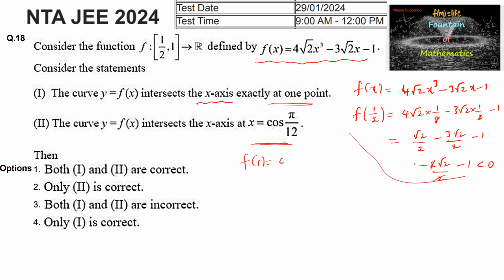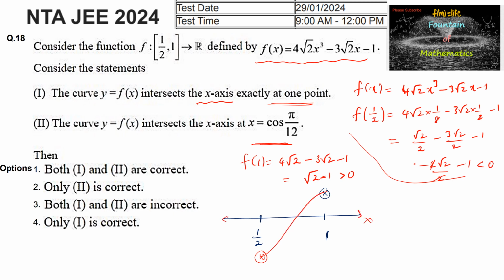Then at the other point, f of 1 is equal to 4 root 2 into 1 cube minus 3 root 2 into 1 minus 1, that is root 2 minus 1. Root 2 is greater than 1, so we can say this is positive. So we can check that at x is equal to 1 by 2 it is negative, and at x is equal to 1 it is positive. Means the graph cuts the x-axis at one point.